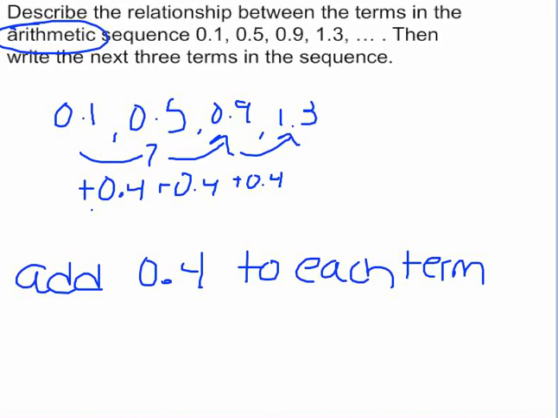1.3 plus 0.4, that's going to be 1.7. 1.7 plus 0.4 is going to be 2.1, and 2.1 plus 0.4 is going to be 2.5. All right, let's go on to the next example.